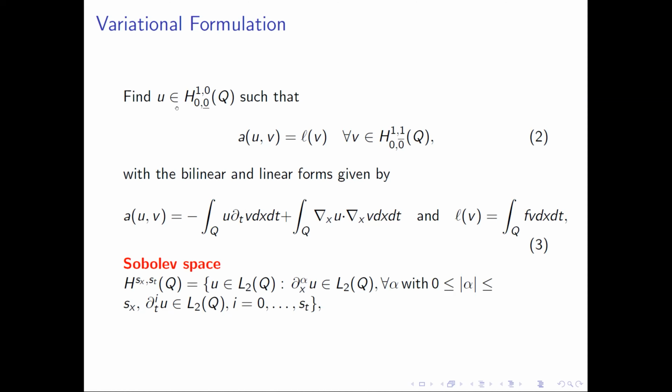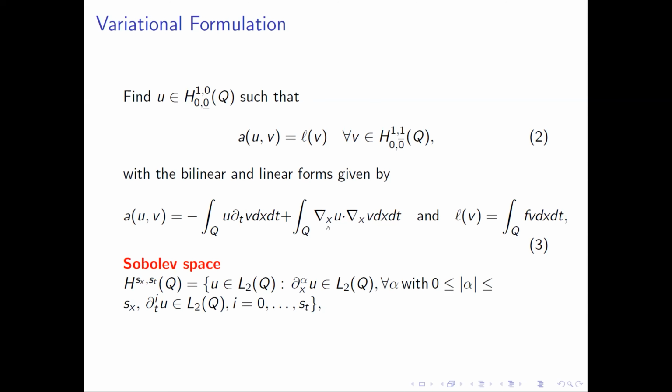So the variational formulation says: find u in H^{1,0}_{0,0}(Q) such that a(u,v) = l(v) for all v in H^{1,1}_{0,0}. By H^{s,t} I mean an anisotropic Sobolev space where u is square integrable, and you have derivatives in space as well as derivatives in time. This takes care of the derivative in time and the derivative in space.